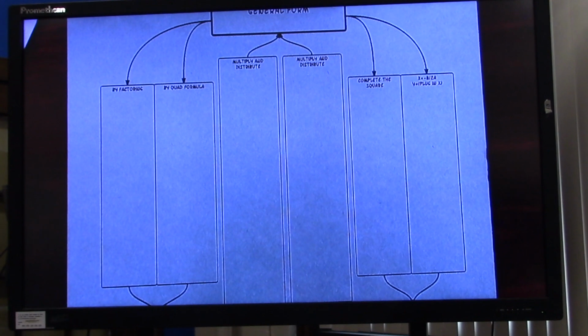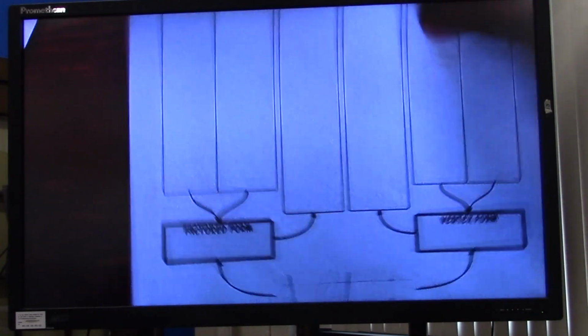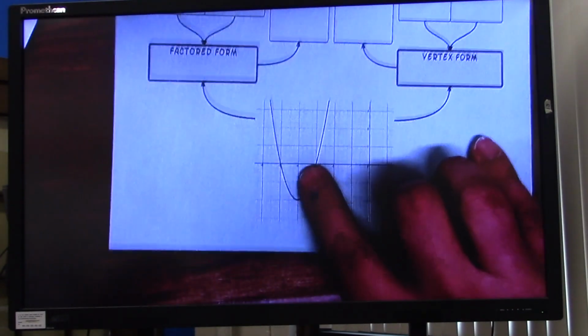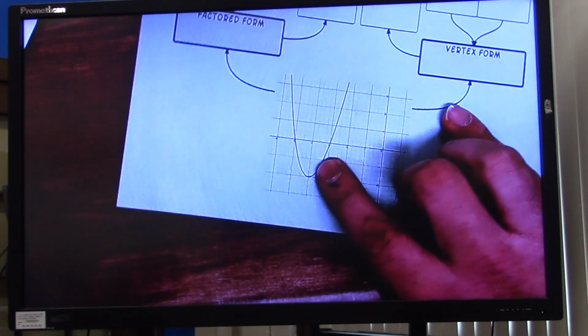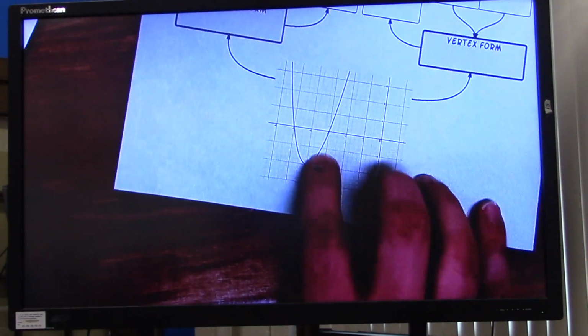that has arrows from one box to another, and the arrows tell you which direction to head with your methods. And you have to start this with the graph. So here you have a graph, and you have to write the equation of the graph. That's the first thing that we're going to do.